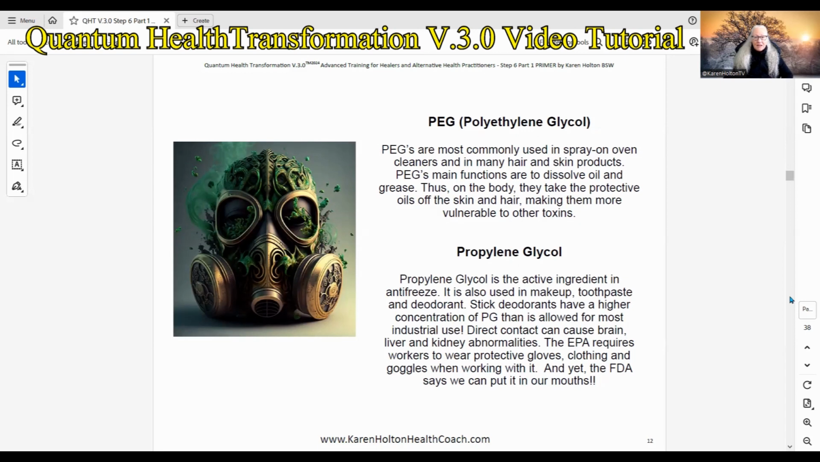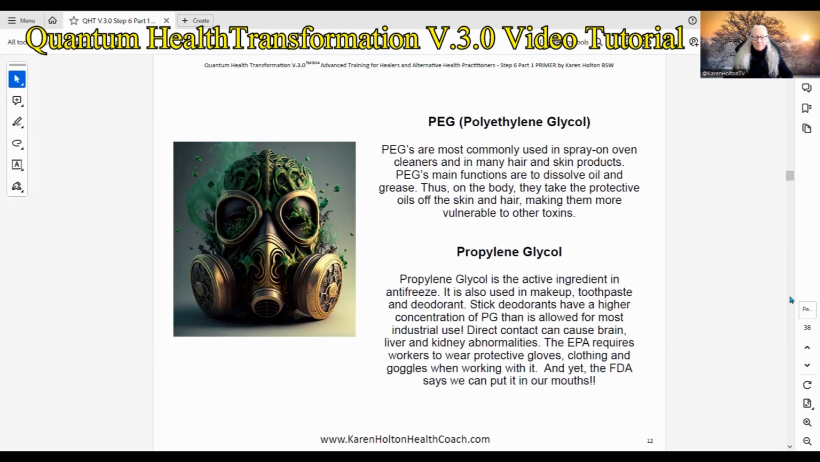PEG, polyethylene glycol. PEGs are most commonly used in spray-on oven cleaners and in many hair and skin products. PEG's main functions are to dissolve oil and grease. Thus, on the body, they take the protective oils off the skin and hair, making them more vulnerable to other toxins.